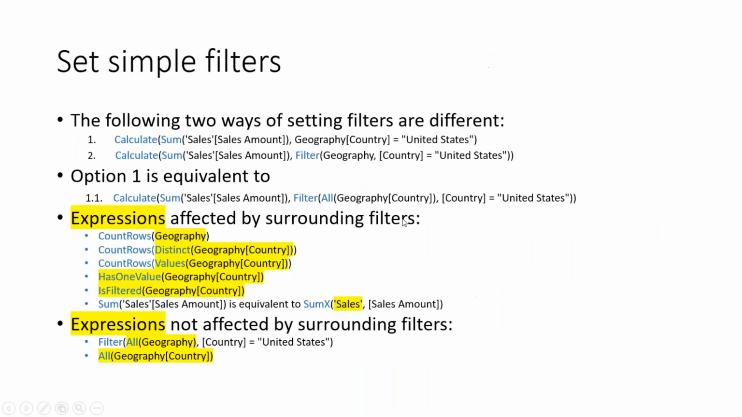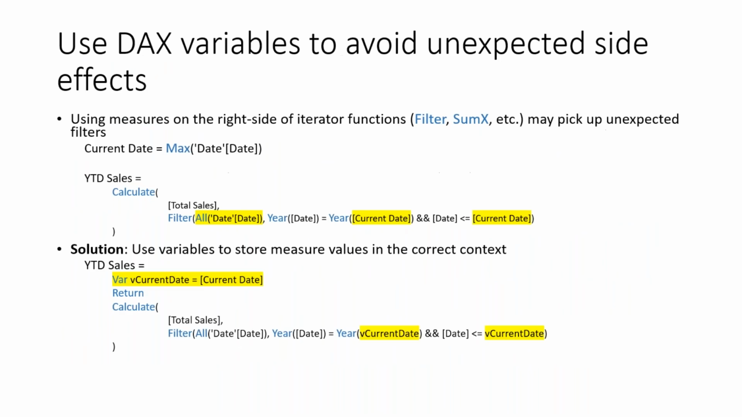And in our current case, this is absolutely not what we want, because what we really want is to pick up the current date in my current report and save it. But I don't want that to be changing for each row in my iteration. So the way to do it is you can use the DAX variable.